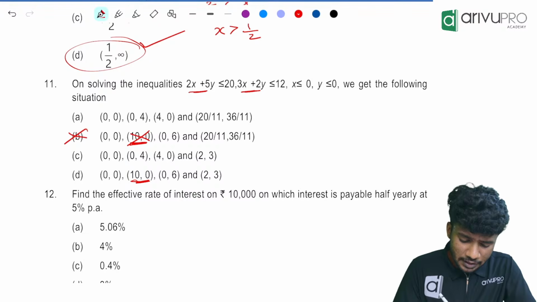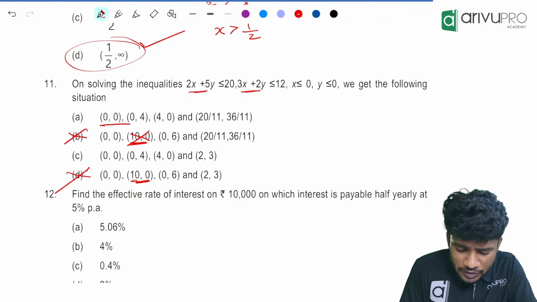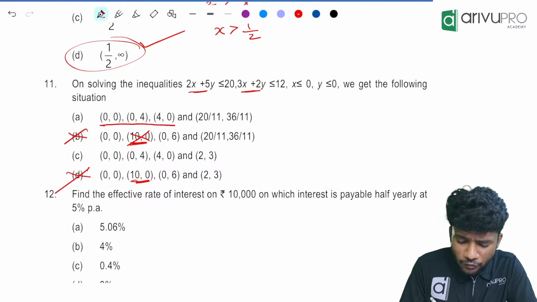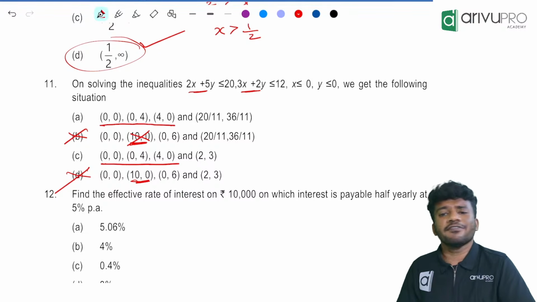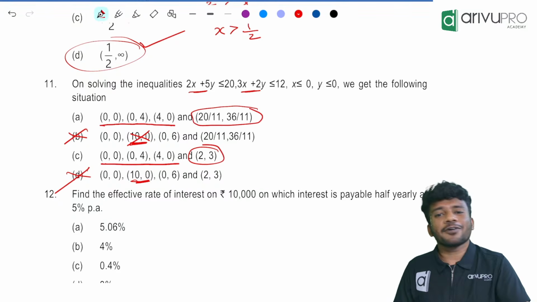Now try option D. There also 10 comma 0 is there. That means that is also wrong. Now looking at that, 0 comma 0, 0 comma 4, 4 comma 0, everything is possible everywhere. Now we need to check which is the correct answer, option A or option C.